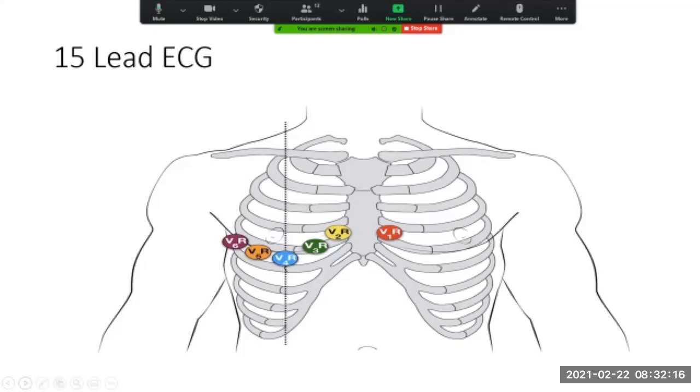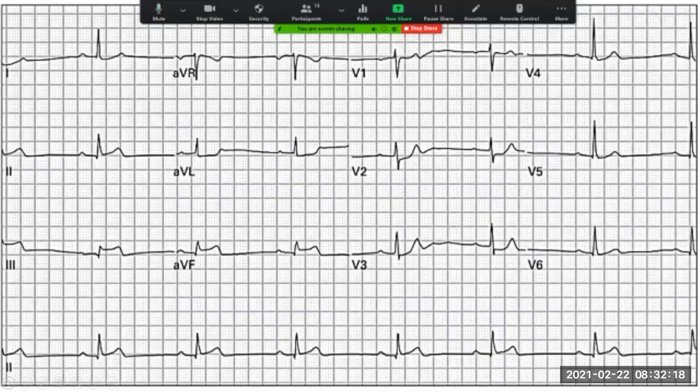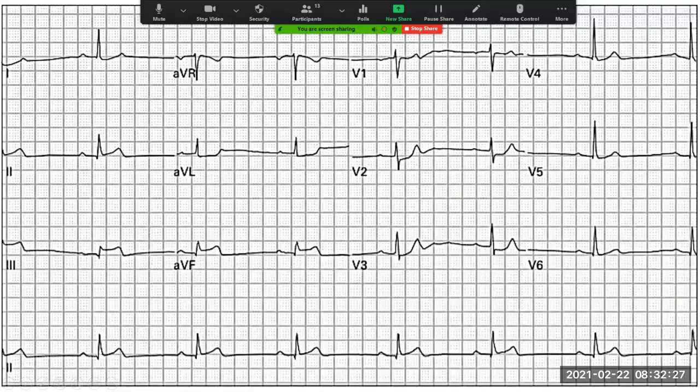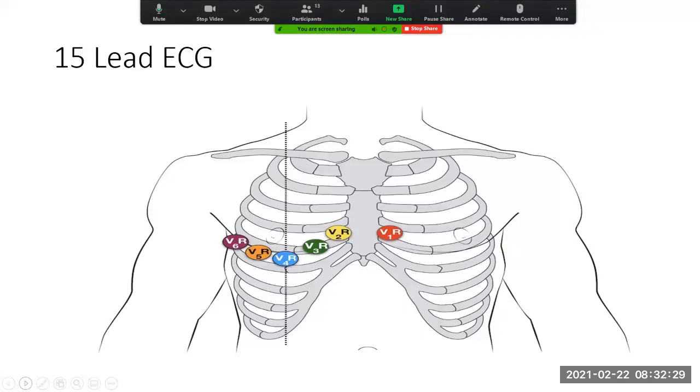And once we do that, let's go back to this. What we would see is, can you see where we've got our ST depressions here? We would now see ST elevations because it's looking at the heart from the other side. So that's just something to remember.